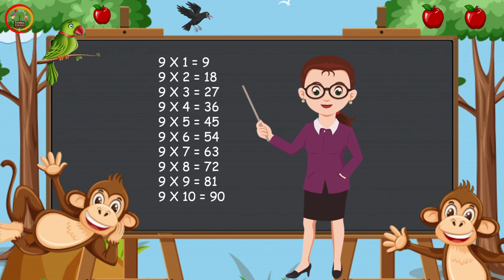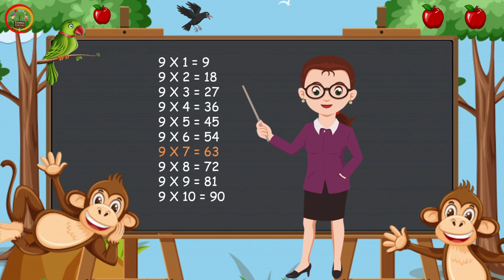Let's repeat. 9 ones are 9. 9 twos are 18. 9 threes are 27. 9 fours are 36. 9 fives are 45. 9 sixes are 54.